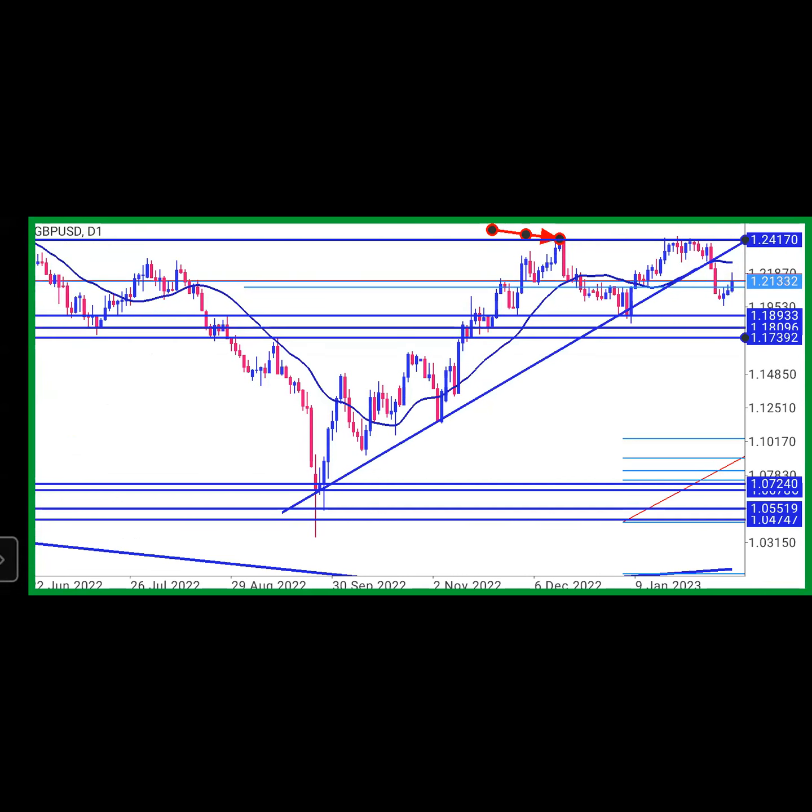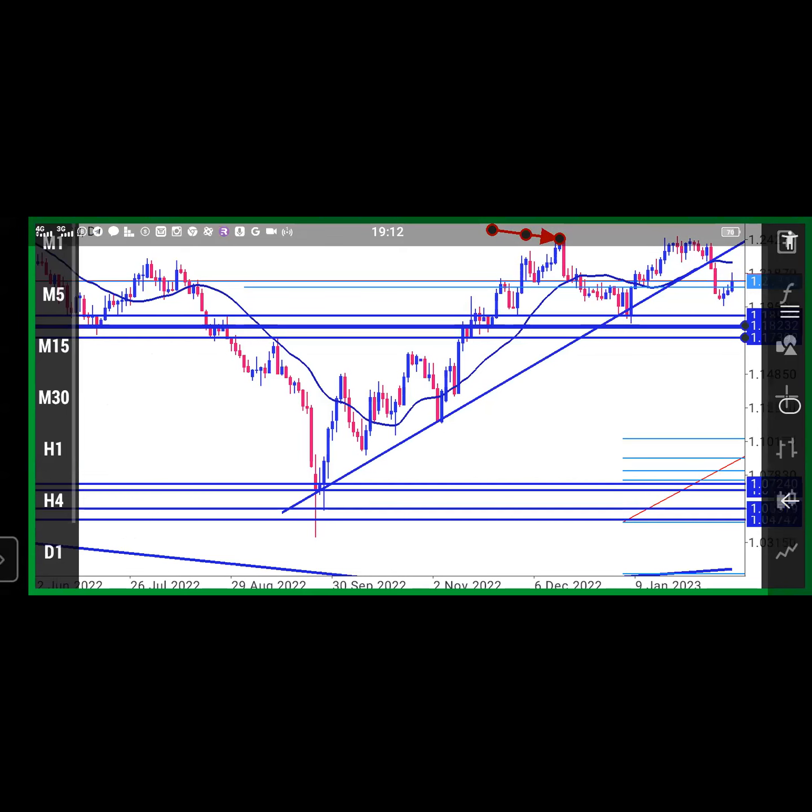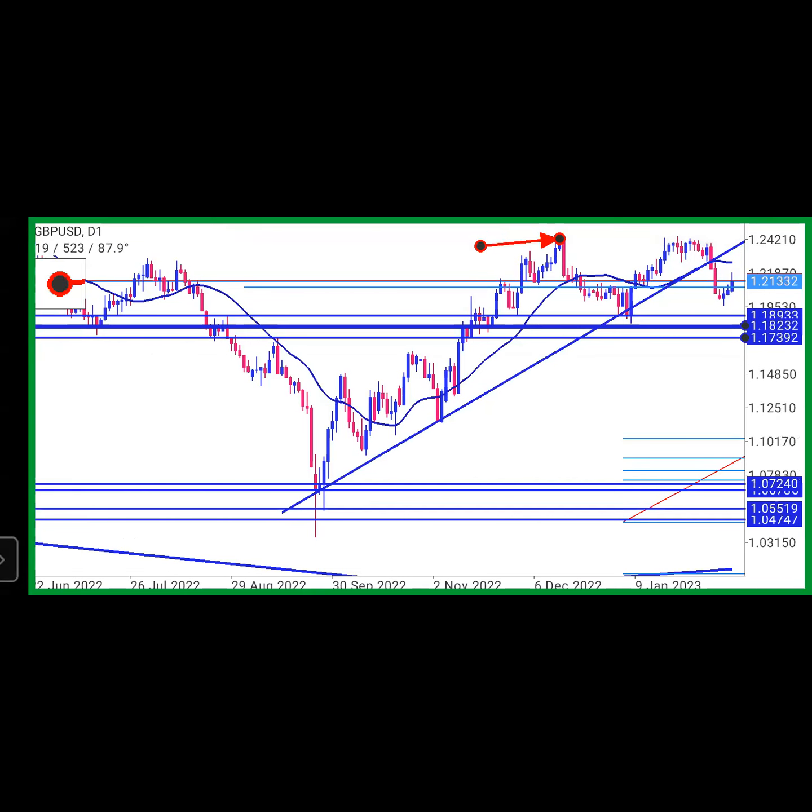I'm pointing the arrows at... Let me remove the line first so I can use the arrow. Look at the first time the market sold from that resistance. This was one. Then the second time it bought here. You know, the market had been creating higher highs.